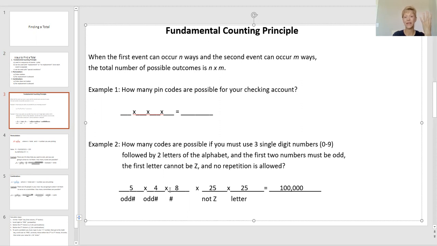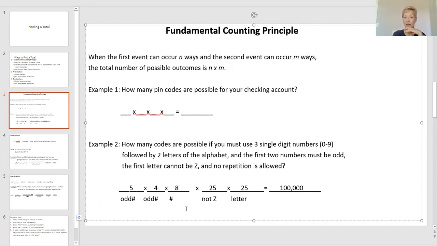Now, it didn't say anything about this except it had to be a number. So think about all my numbers: 0, 1, 2, 3, 4, 5, 6, 7, 8, 9. So there are 10 numbers. So why is there an 8 in that blank instead of a 10? Because I've already picked 2 of the numbers and I can't repeat. I can't replace those and use them again. So that's why there's an 8 in that blank.